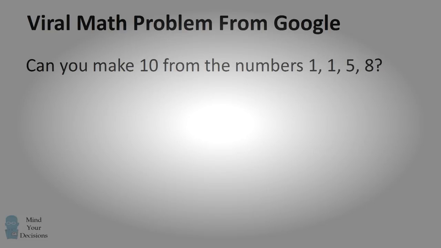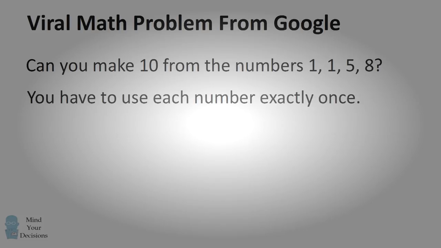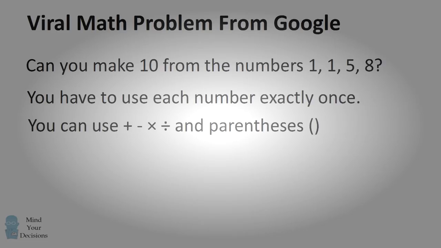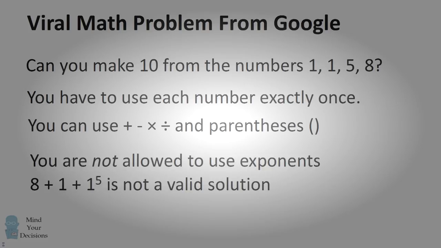This puzzle went viral after Google featured it in a Japanese TV commercial for Nexus 7. Can you make the number 10 from the numbers 1, 1, 5, and 8? You have to use each of the four numbers 1, 1, 5, and 8 exactly once. And you can use the available operations of addition, subtraction, multiplication, division, and you can group terms with parentheses. You are not allowed to use exponents.